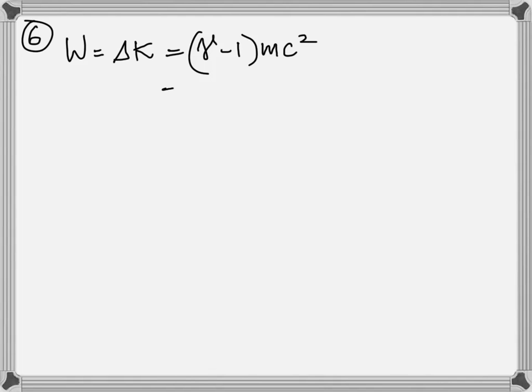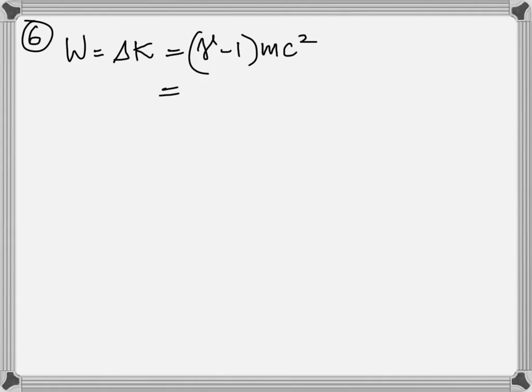Number 6 says how much work is required to accelerate a proton from rest up to a speed of 0.998 c, and what would be the momentum of this proton. Work required is equal to change in kinetic energy. So work is delta K, and change in kinetic energy is gamma minus 1 mc squared.